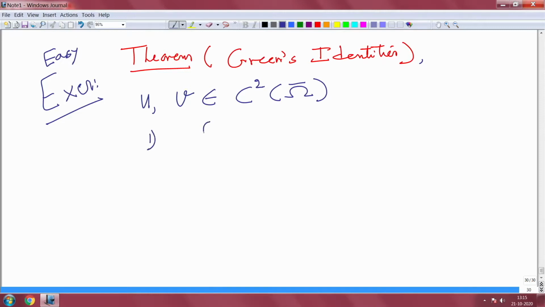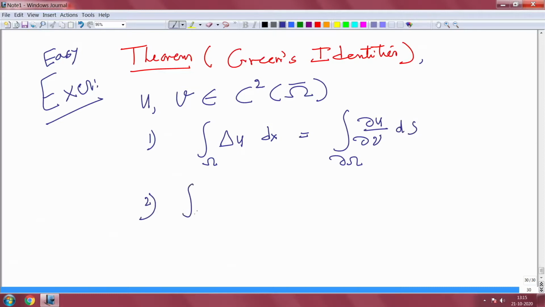One: the integral of the Laplacian of u, because this is the operator we are going to study, dx, is equal to the integral over the boundary of Omega of du by d nu, ds. And two, a direct deduction from the divergence theorem: the integral over Omega of u Laplacian of v is equal to minus the integral over Omega of grad u dot grad v dx. Keep this sign properly, you should not change the sign, you will get a wrong result, plus the integral over the boundary of u dv by d nu, where nu has to be the outward unit normal.